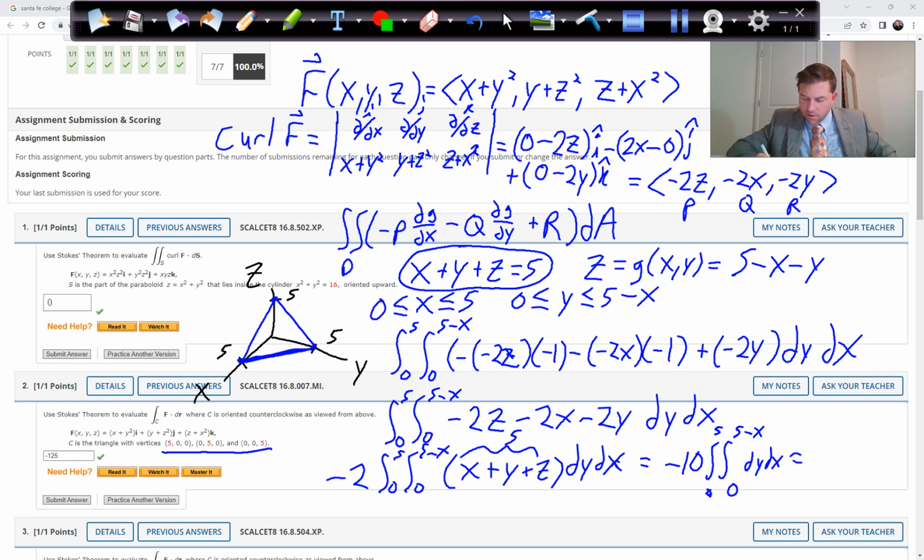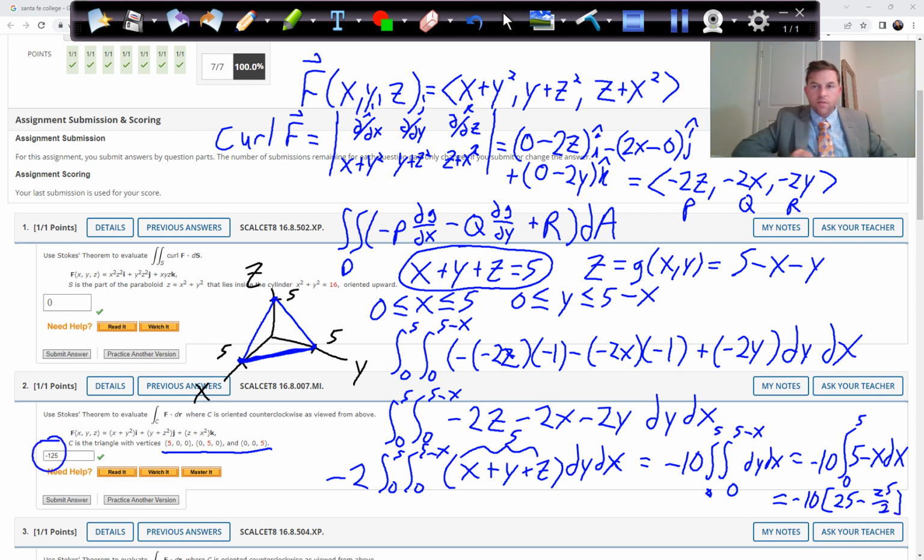So this is going to give us minus 10 times the integral 0 to 5 of just 5 minus x dx. And if you take that integral, it should be easy enough for you. You're going to get negative 10 times 25 minus 25 halves, which is minus 125 when you do that arithmetic out. Okay, so that's problem 2.